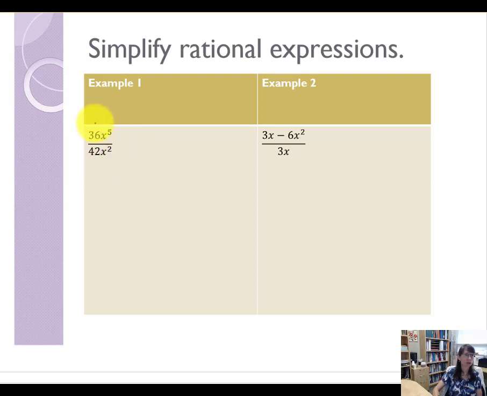So what we're trying to do is, with the numerical coefficients 36 and 42, see if there's any common factor. Then with the variable bases x to the 5th and x squared, we're going to see if there's any amount of x in common. So what we might do to start off with is take the number 36 and think of some factors of 36, like 6 times 6, and then I'll keep my variable x to the 5th.